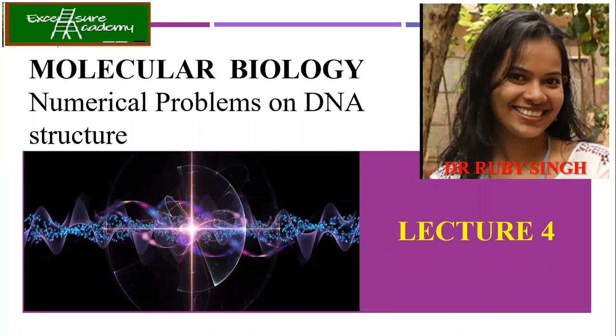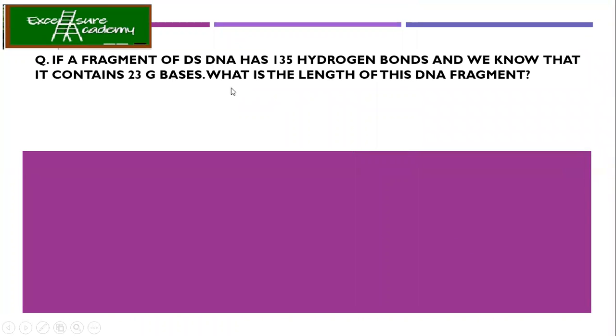So again, this is the second part where we are going to do the numerical problems based on the DNA structures. So let's start with our first question for today's session. If a fragment of double-stranded DNA has 135 hydrogen bonds and we know that it contains 23 guanine bases, what is the length of the DNA fragment?